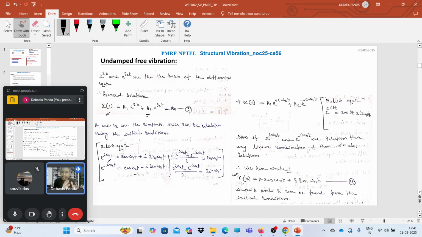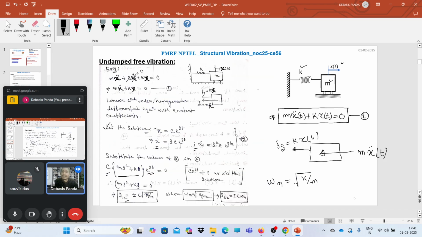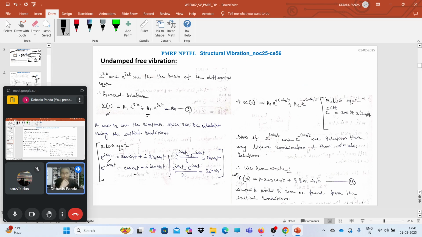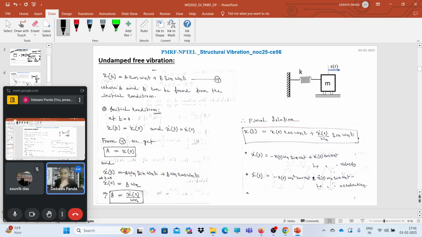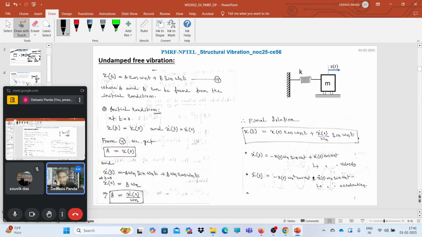Initial conditions, because it's a free vibration and we are providing the initial conditions. Either we can provide the initial displacement, or we can provide the initial velocity, or we can provide both. So from the initial conditions, we can find out the values of a and b. Now let's see how we can find out the values of a and b. So x of t is nothing but a cos omega n t plus b sin omega n t.